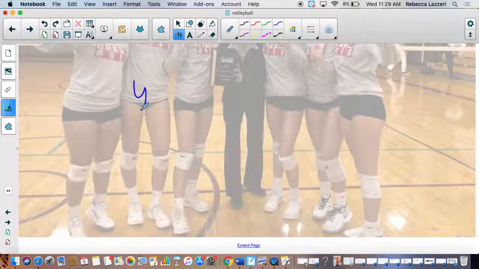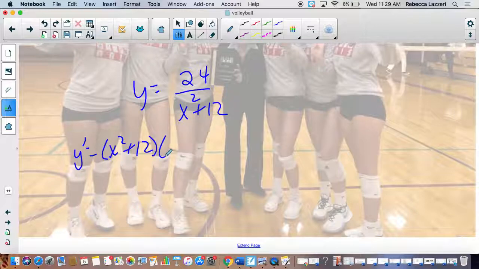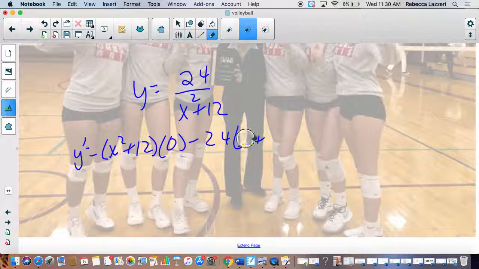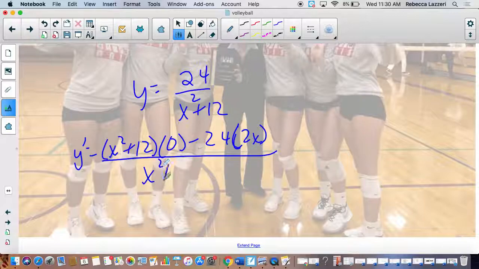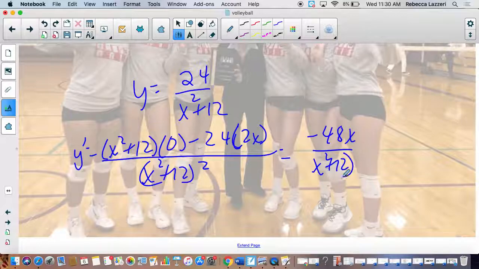So we have y equals 24 over x squared plus 12. This domain is all real numbers, so everything's fair game as it pops up. I'm gonna go low d high minus high d low over low low. So that gives me negative 48x over x squared plus 12 squared.